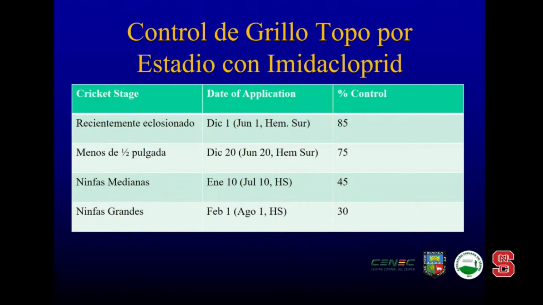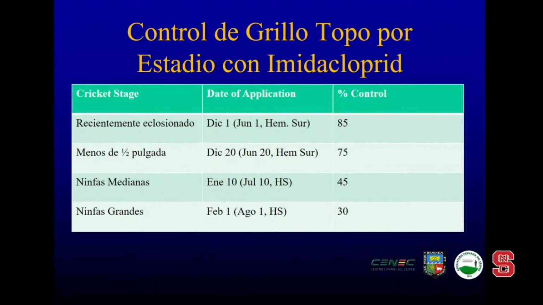And you can see when the treatment went out early at the top, the control was very good, 85%. Then as we moved down and went with our June 20th treatment, the mole crickets were getting a little bit larger and the control dropped off to 75%. When we waited till July 10th, they were medium sized and the control dropped off to 45%. And then by the time we waited till the 1st of August, the crickets were quite large and we only controlled 30% of them. So this is why, it's not because the product's not any good. It's because when the crickets get large, they really are difficult to control.